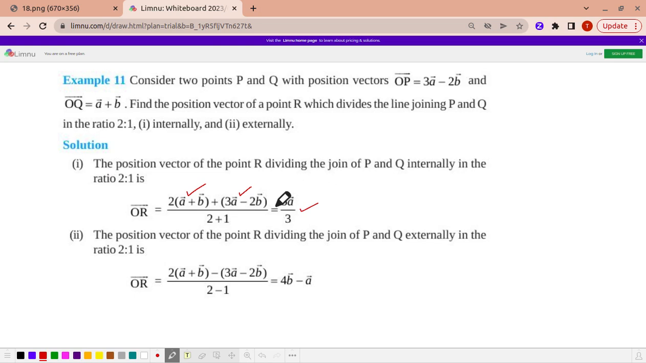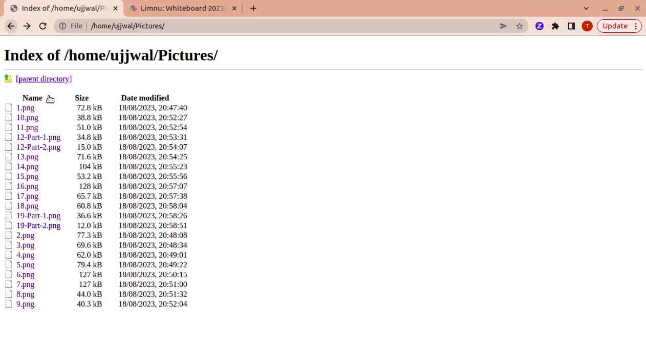Now externally it will be the same thing with a minus sign. So m, that is 2 times the position vector of the point Q, that is 2 into a plus b, minus 3a minus 2b, because 2:1, that's why it is minus 1, by 2 minus 1, and we get 4b minus a. I hope you got a very clear idea by means of this example. Okay, dear students, now let's go to the next point.